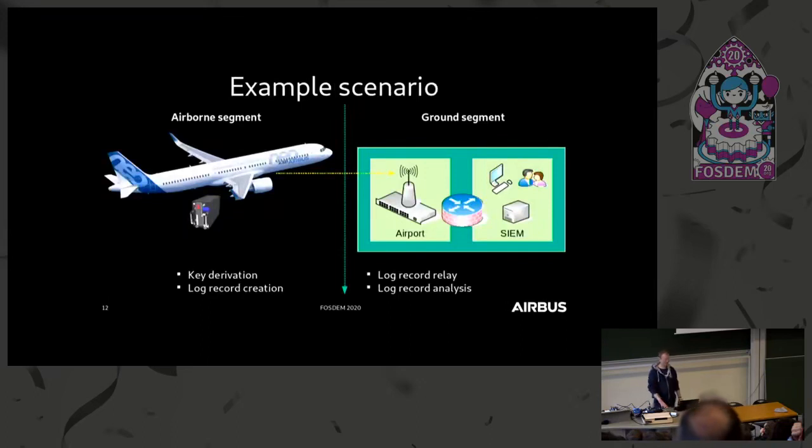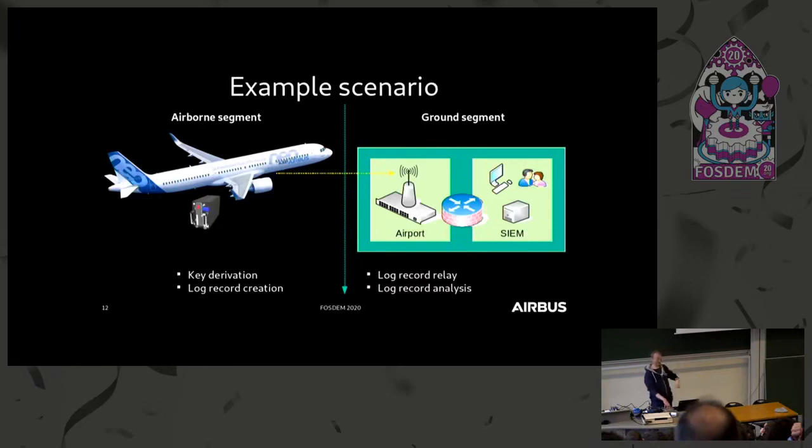An example scenario, how it would look in our operation. So we have an airplane which has an onboard log host, like in this picture. That's actually the real box that flies on A320. So if you happen to fly on A320 from or to Brussels, you will probably have that box on board. And on that box, we do the key derivation and we do the log record creation. So that box is actually running our crypto log extension of syslog-ng.